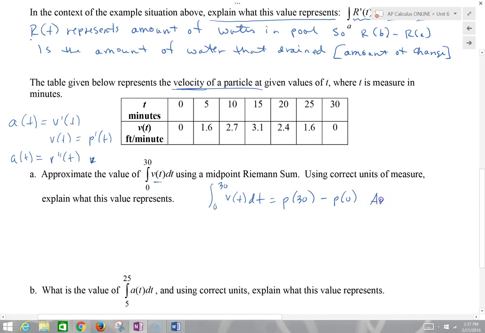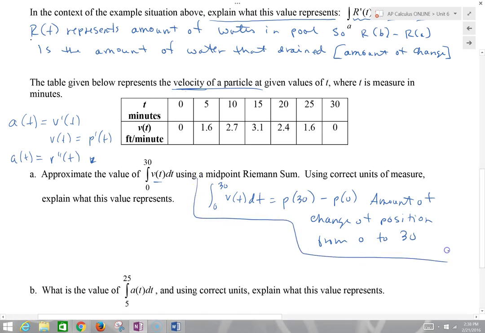So this is the amount of change of position from 0 to 30. So that's this first part. Oops, I didn't put units of measure. What are we doing? This is in feet per minute, so in feet.